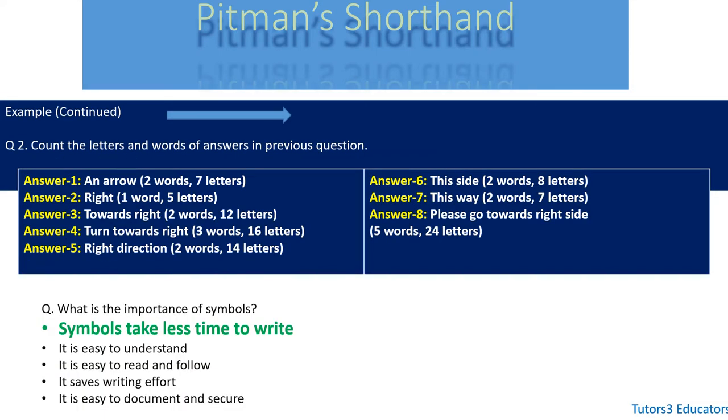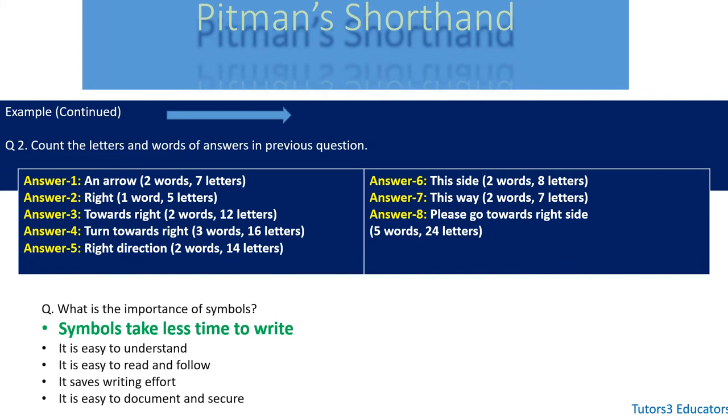So we can count the letters and words of the answers in the previous question. The first answer was an arrow. An arrow means there are two words, and the second word is arrow. There are 7 letters: A is a letter, N is a letter, again A, R, again R, O, W. So total 2 words and 7 letters. This is answer 1.